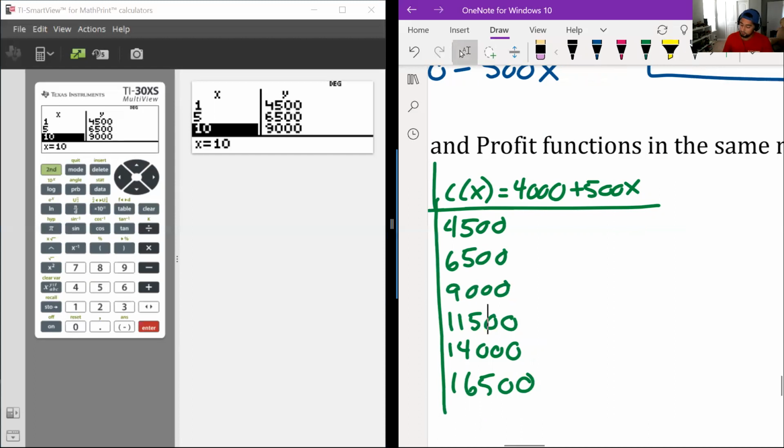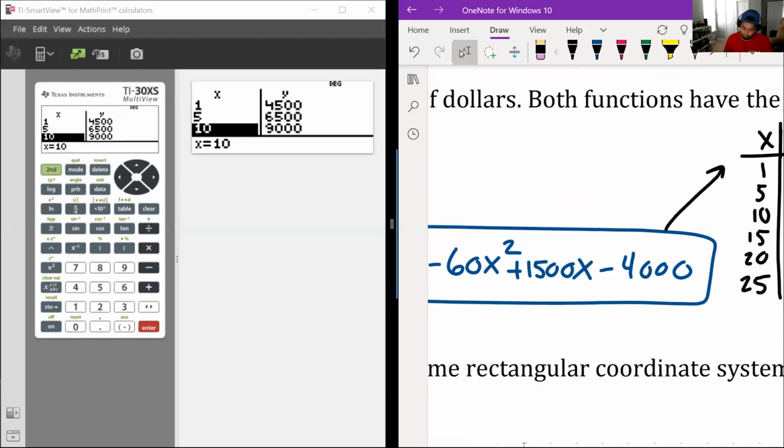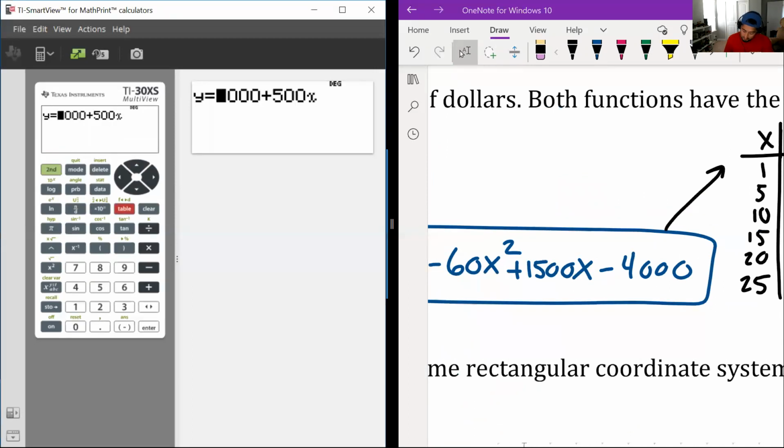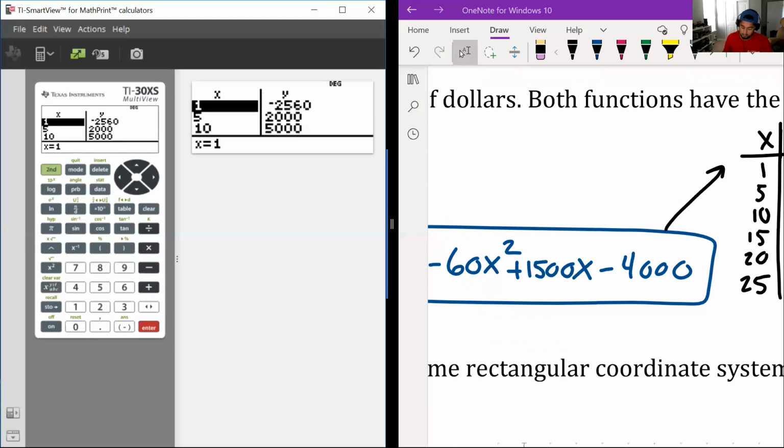Whew, one more. Profit. Let me type that in. Clear. Negative 60x squared plus 1,500x minus 4,000. There we go.